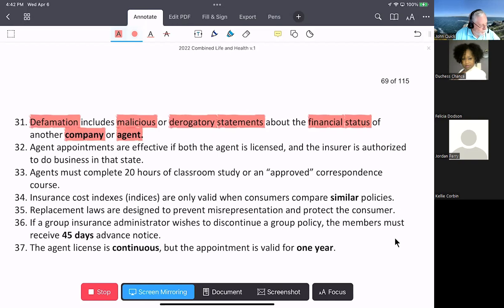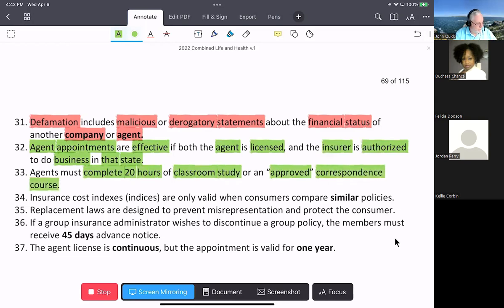Okay, agent appointments are effective if both the agent is licensed and the insurer is authorized to do business in that state. So if you remember, we were talking about how we had a guy that worked for our company that had a property casualty license, and then the company decided to stop selling those policies. So he had to go find another place to work for. Both the agent and the company must be properly licensed and appointed. Now, officially, to get your license, you have to complete 20 hours of classroom study or an approved correspondence course.